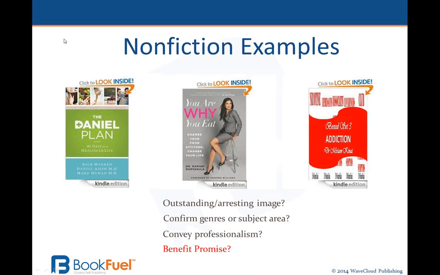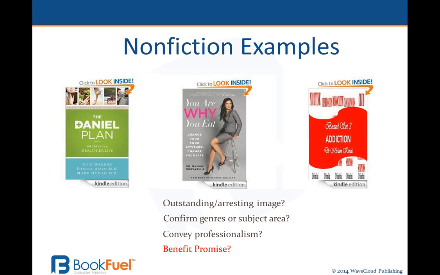Let's take a look at some nonfiction examples, because now we're looking for all the same first three things we were looking at. Do we have a good-looking image? Can you tell me the genre or the subject area by looking at it without the text? Does it look like it was professionally produced? And what's the benefit promise? So on the left, I've got the Daniel Plan. I'm almost certain that that is a traditionally published book. The middle one, You Are Why You Eat, is a self-published book, and the one on the right, I'm certain is self-published.